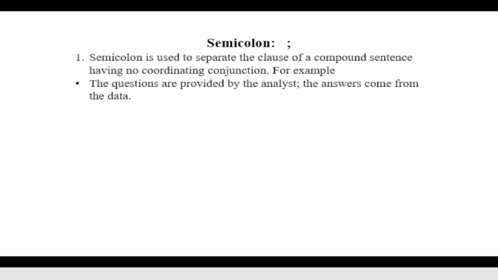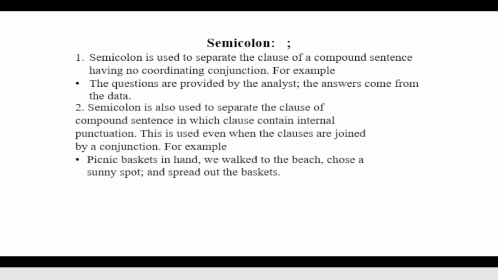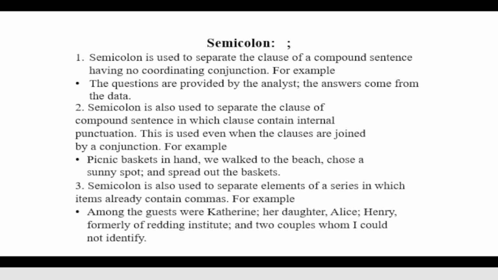Semicolon. 1. Semicolon is used to separate the clauses of a compound sentence having no coordinating conjunction. For example, the questions are provided by the analyst; the answers come from the data. 2. Semicolon is also used to separate the clauses of a compound sentence in which the clauses contain internal punctuation. This is used even when the clauses are joined by a conjunction. For example, picnic baskets in hand, we walked to the beach, chose a sunny spot, and spread out the baskets.